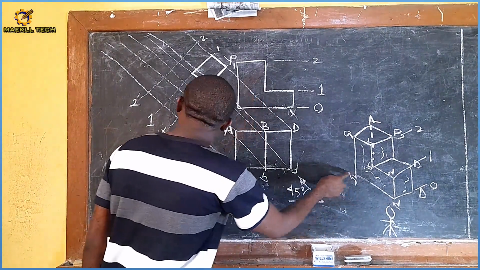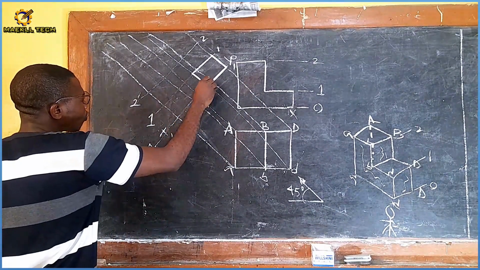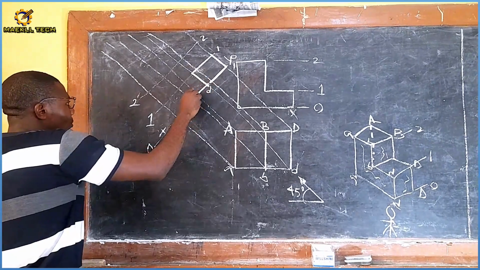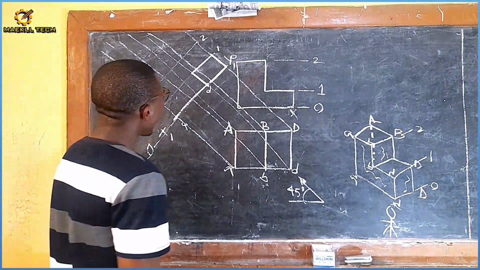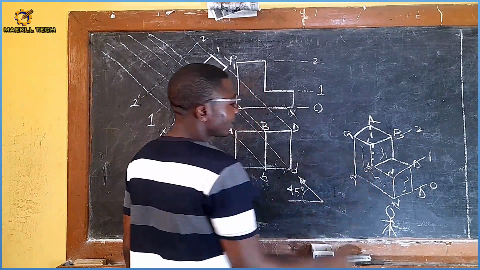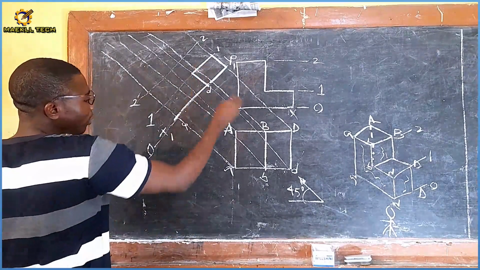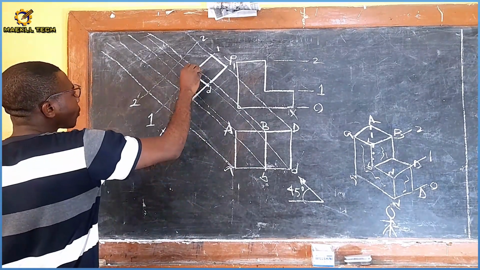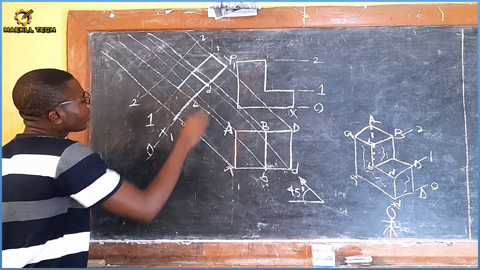Now I can see my small letter D joining small letter A at mark 0. This is my small letter A right here. Small letter D to small letter A, I join them at mark 0. Can you see that? Now I can also see my small letter D joining small letter B at mark 1. This is my small letter B right here.